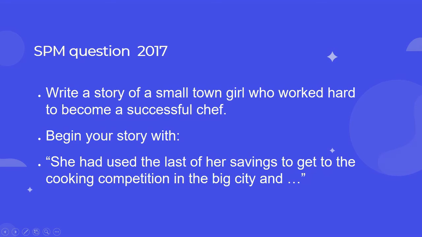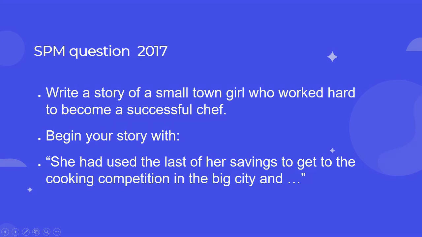All right, and so now there's also another important part of this question that gives you the clues. She had used the last of her savings to get to the cooking competition. So you know that one of the things she did to work hard is she used her savings to join a cooking competition. And you are also given information here, big city. So you know that that is another setting of place in the story. So she came from a small town, and then she went to the big city to join this cooking competition using the last of her savings.